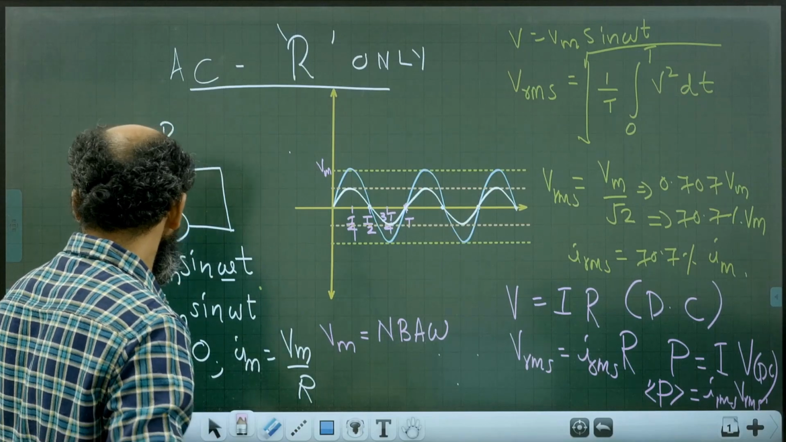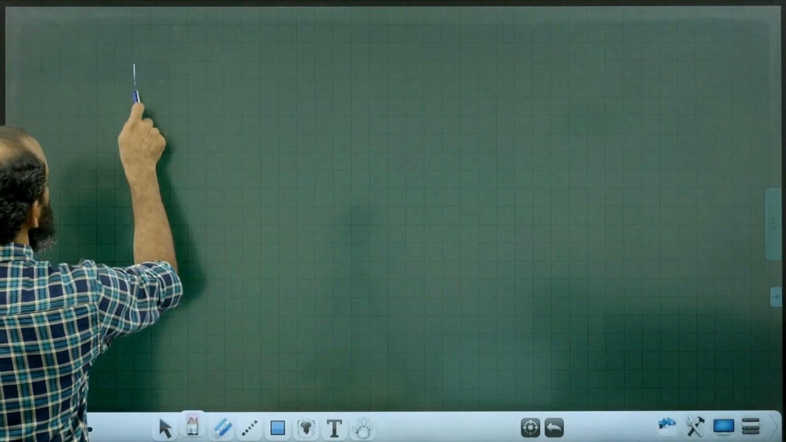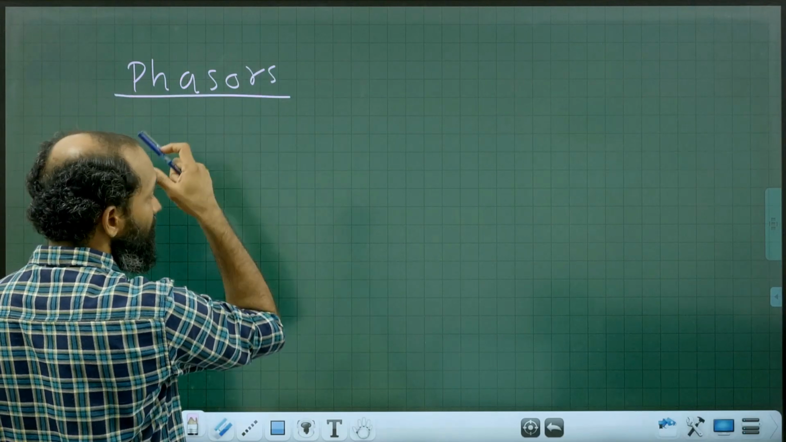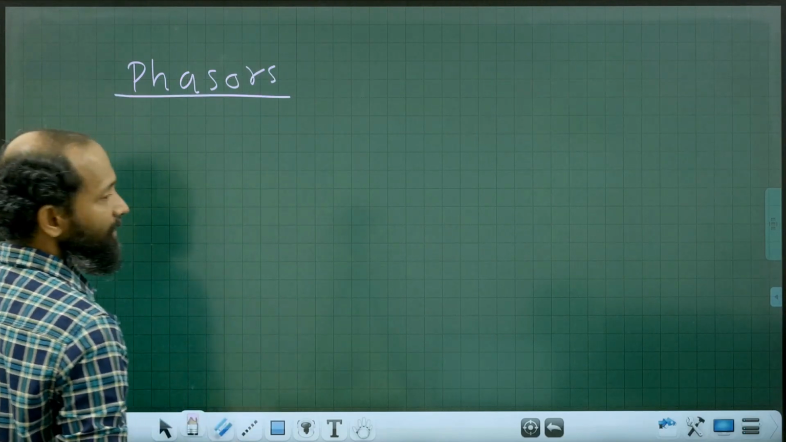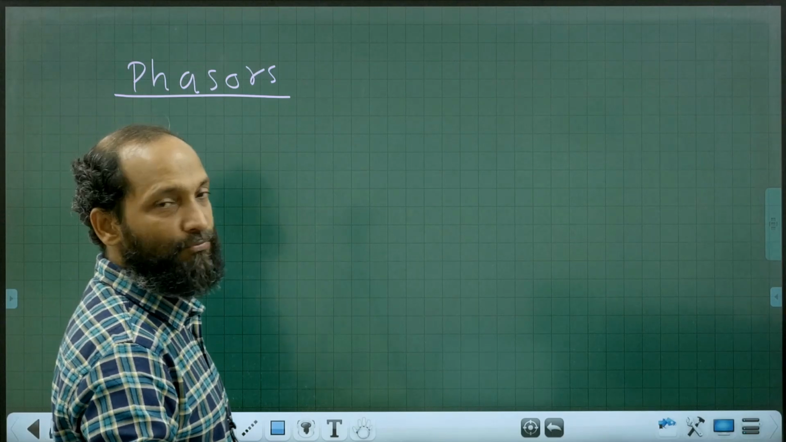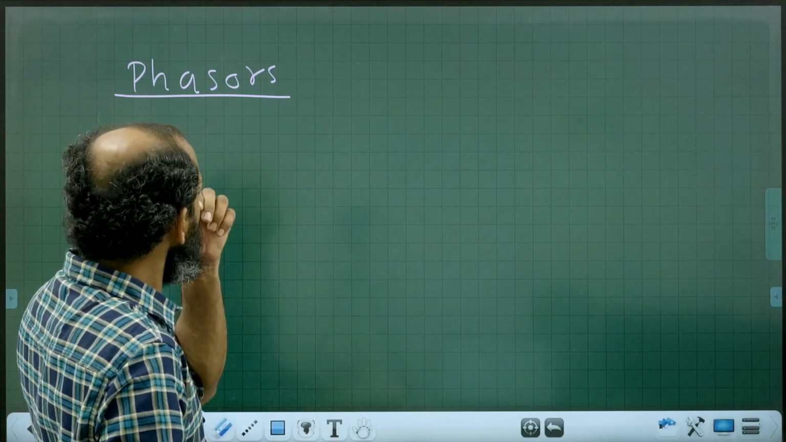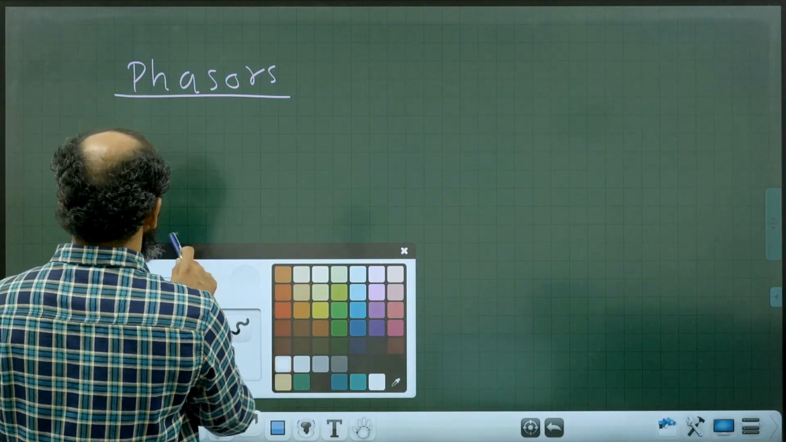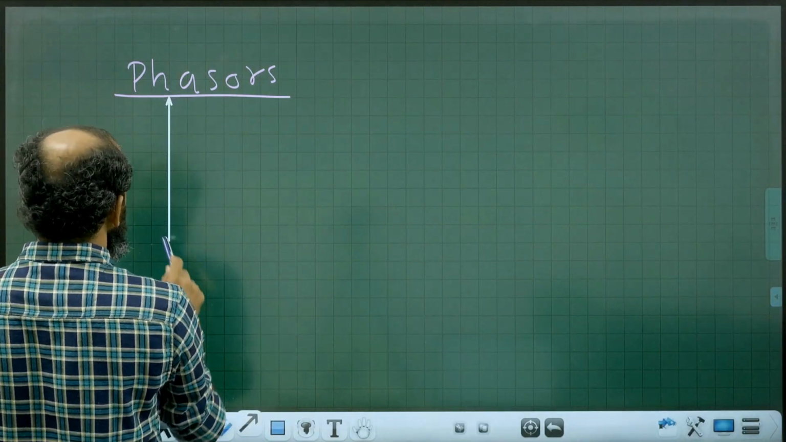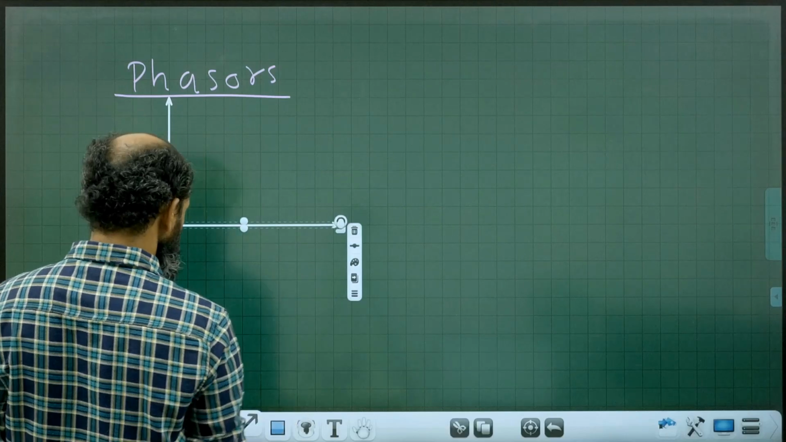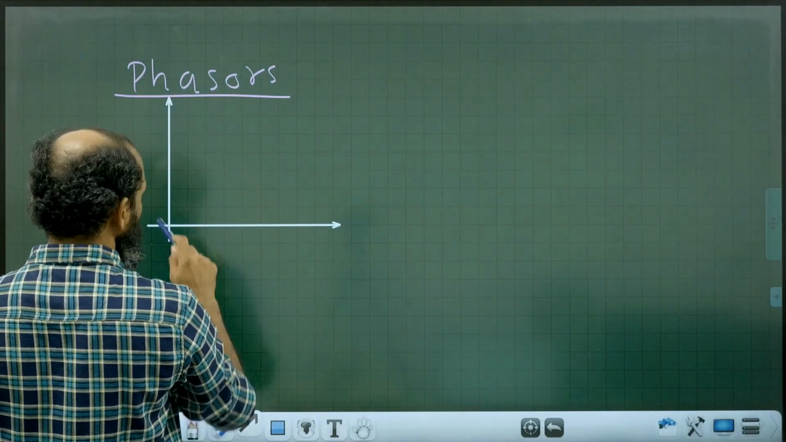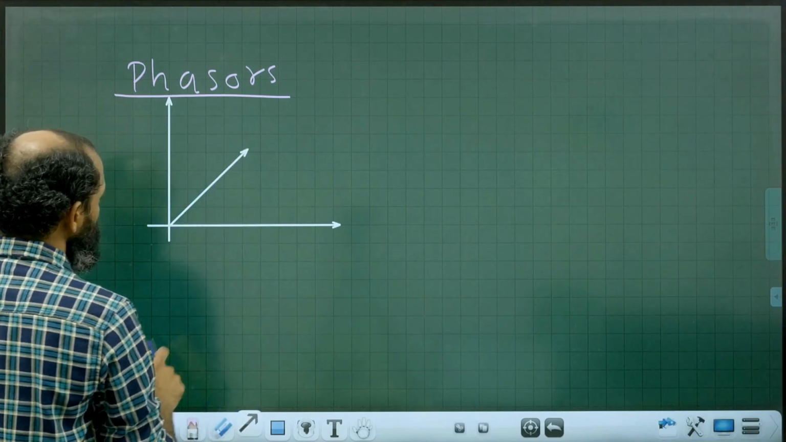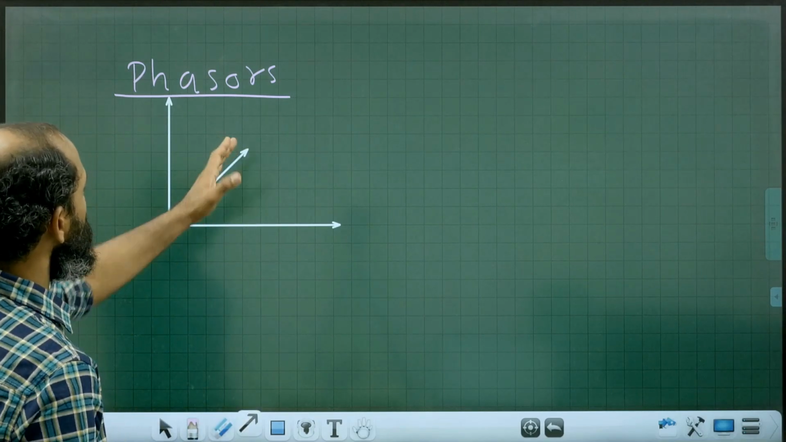Now, phasors. What are phasors? Phasors are rotating vectors used for representing these time varying, periodically varying, either sine or cosine functions. Harmonic functions can be represented graphically by using phasors. Phasors represent instantaneous values of voltages and currents by using straight lines with an arrowhead.